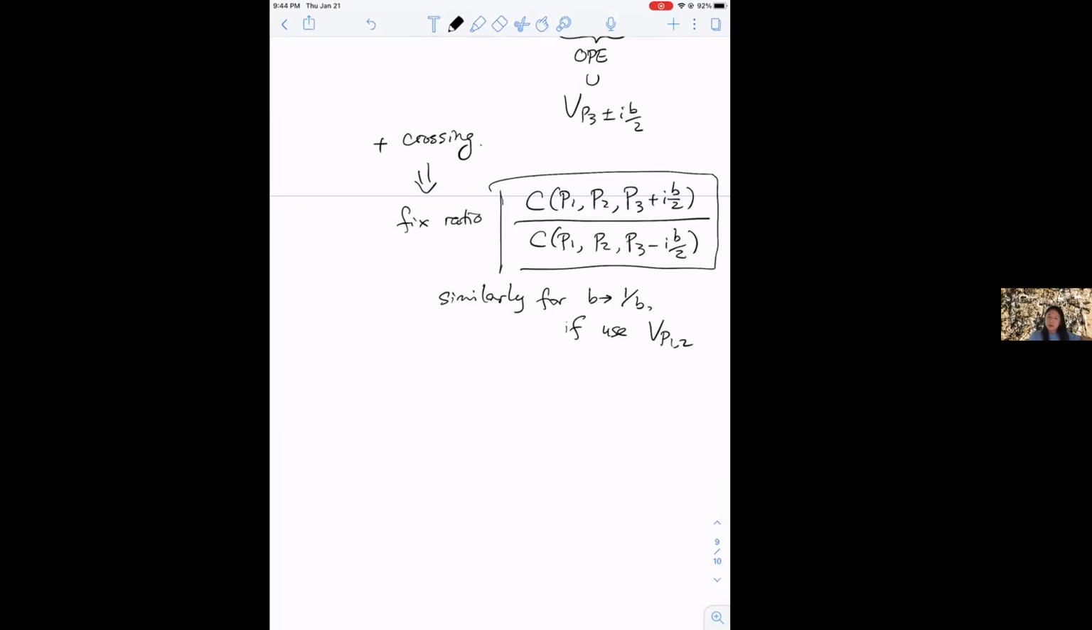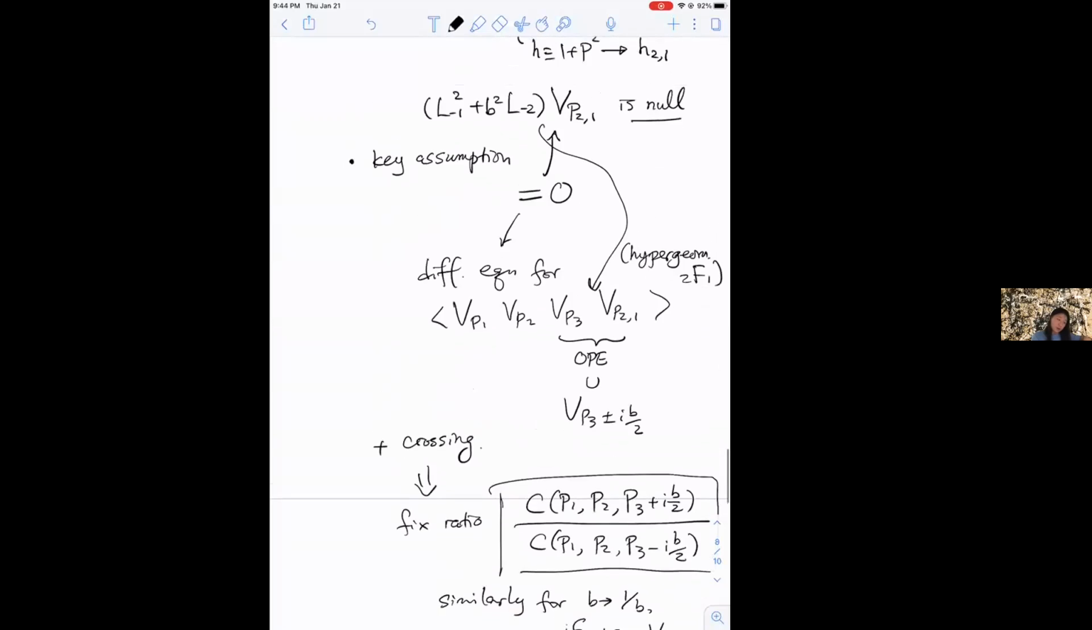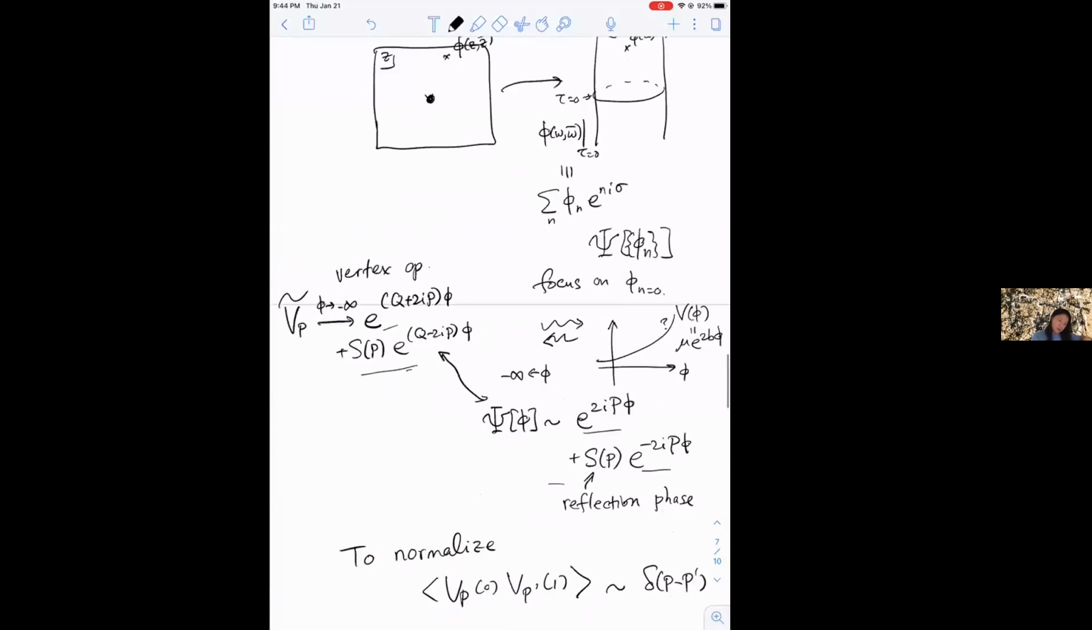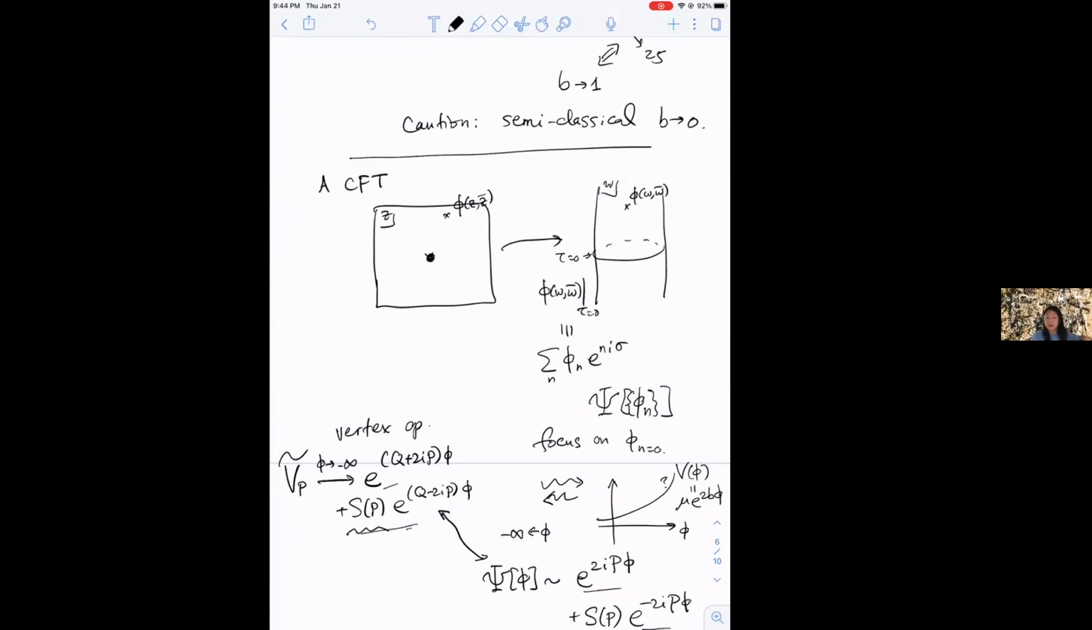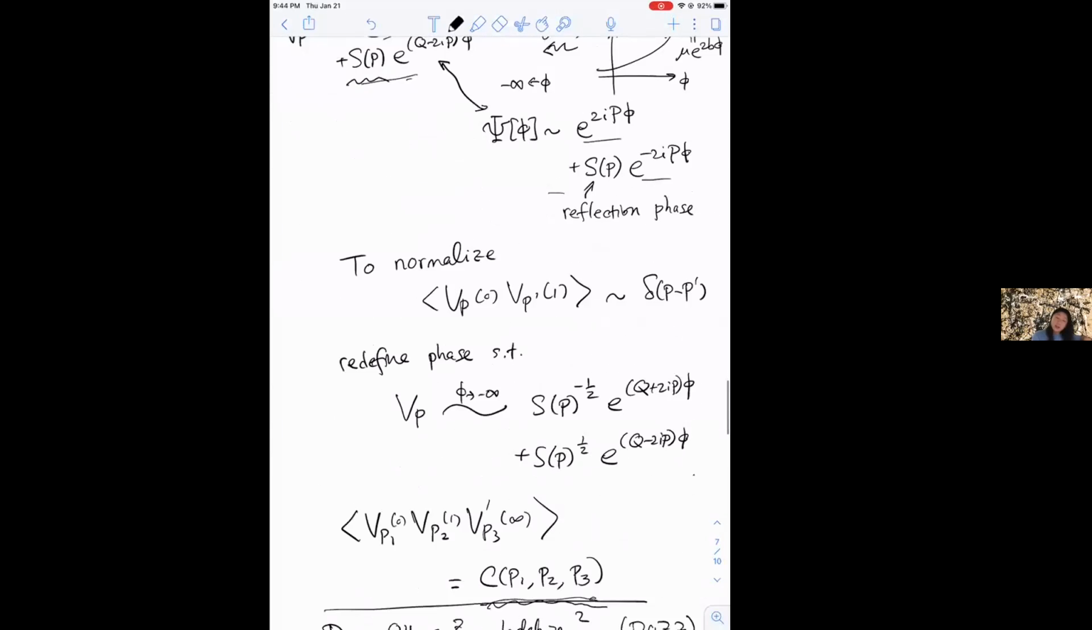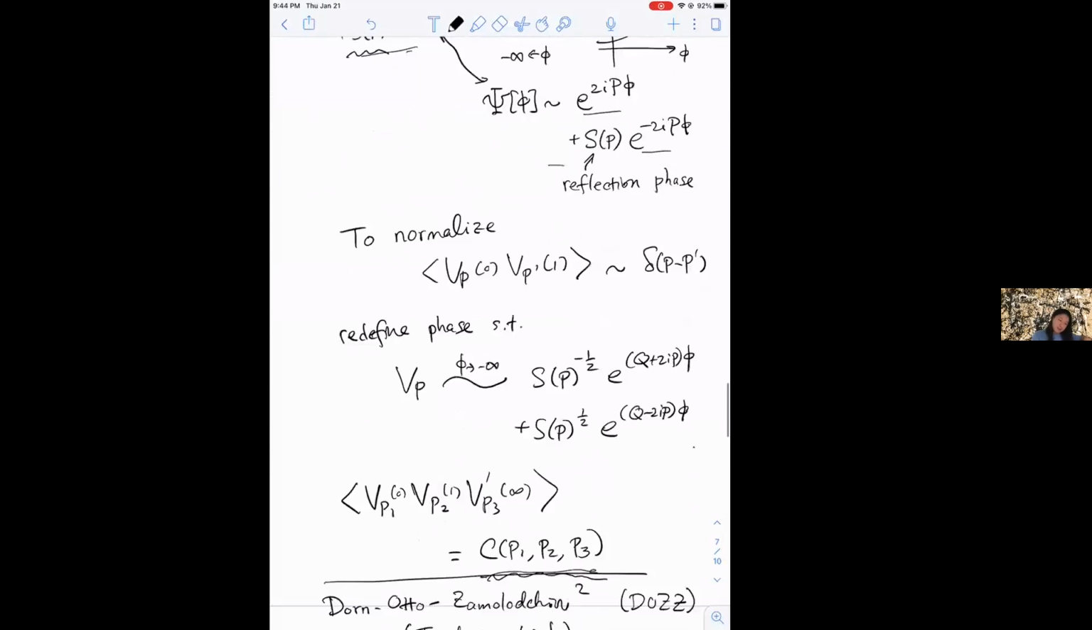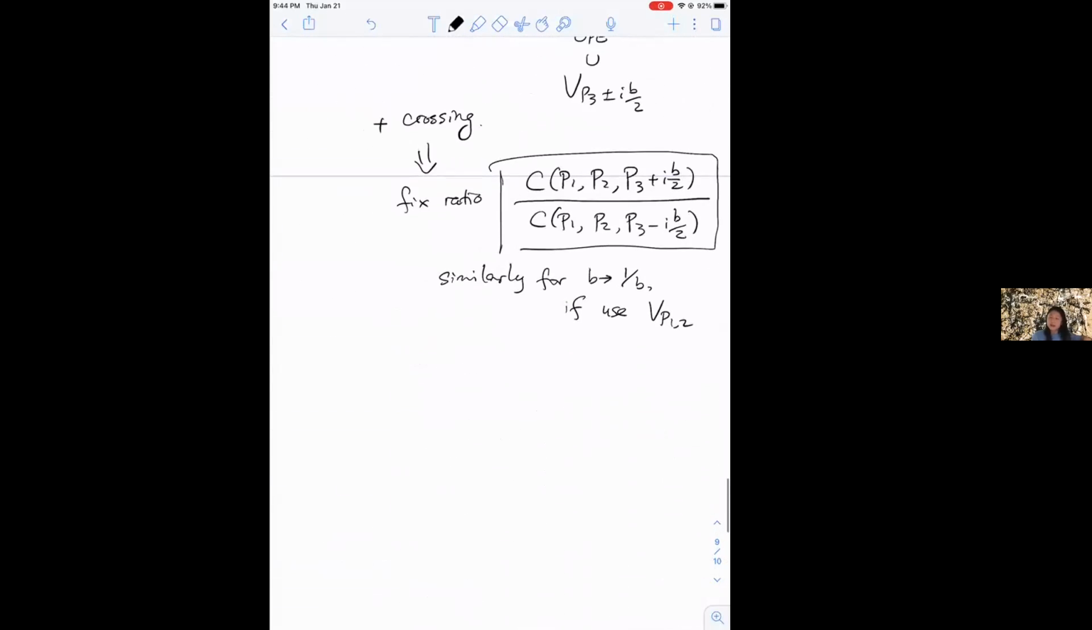There's one thing I want to comment on. Earlier there was a question about the form of the wave function. I didn't explain, for example, what the reflection phase is. So you might wonder, what is this S of P? Can you determine this? And that's actually kind of important, even though the data doesn't directly enter the CFT data, the three-point functions.